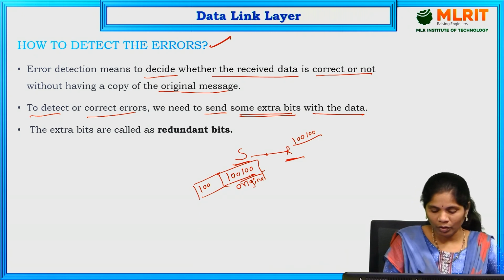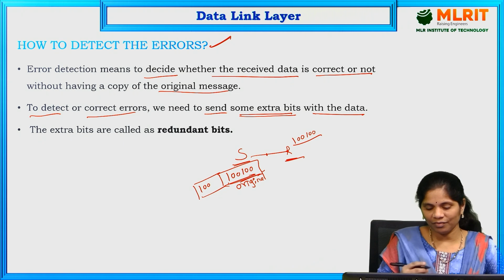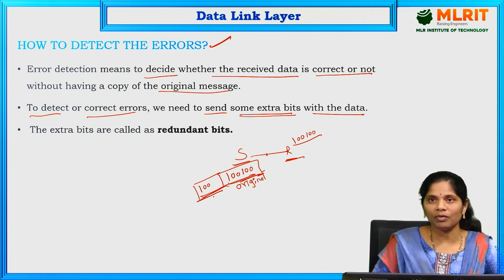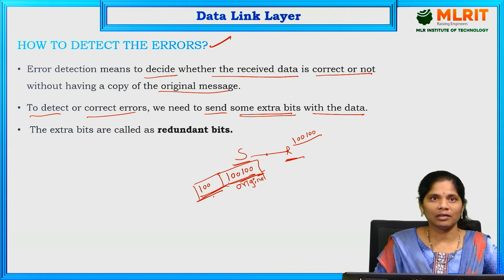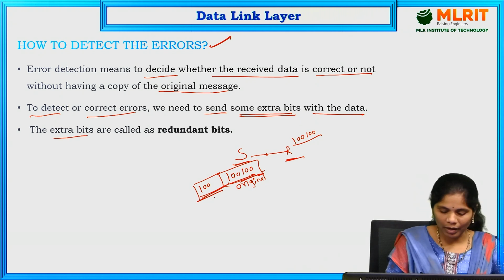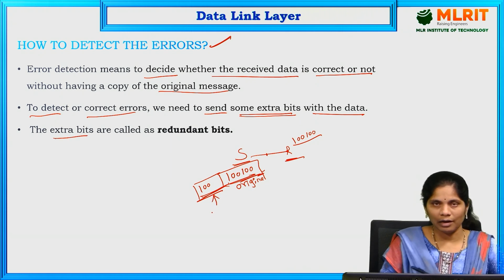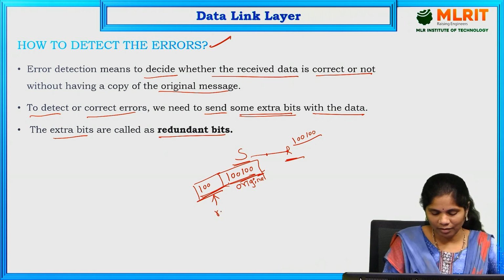If you want to detect or correct this particular data, if the data is going to be changed, at that time we have to add some extra bits to the original data. That is for error detection. These extra bits that we add are called the redundant bits. These are nothing but the redundant bits of the data.